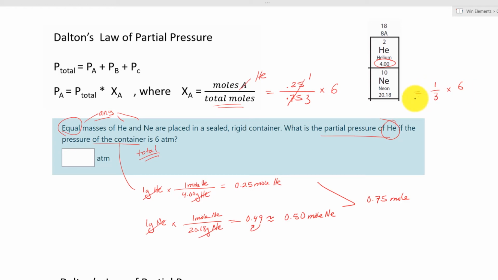So now our math has been simplified so that we can do it without using a calculator. What is 6 times 1/3? Well, 6 over 3 give us 2. So the answer is 2 atm. You see how that works? The problem is pretty easy with a calculator, but without a calculator, we get stuck with this, okay? So be careful with that part.